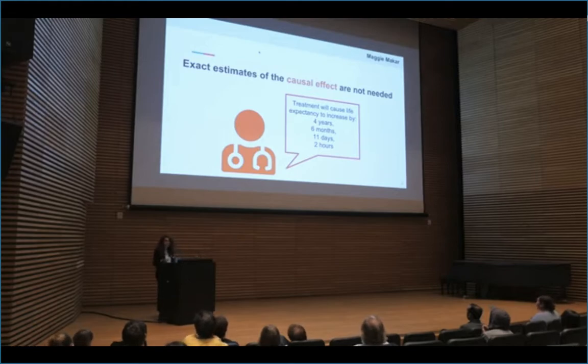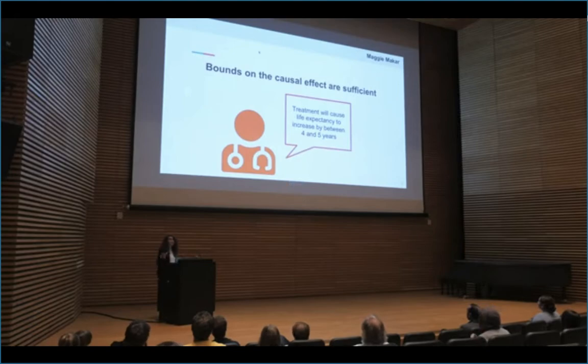It's often an overkill. So it's not particularly useful for the physician to know, oh, my patient's life is going to increase by 4 years, 6 months, 11 days, and 2 hours, and a couple of seconds. It's usually just sufficient for good decision making for the physician to know, oh, well, my patient's life expectancy will increase by 4 to 5 years. And that's exactly the kind of questions that we're trying to answer here.